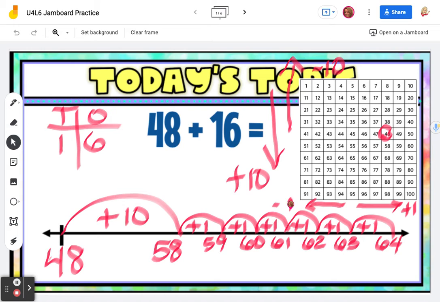Okay? So if we start at 48, let me circle that better so we can see it. We start at 48, we're adding 10. I know when I go straight down, that's 10. So there, 58. Then when I want to add ones, I go to the right. So 1, 2, and this is where it gets tricky. You have to go down to the next line. 3, 4, 5, 6, 64. And that's what we came up with, 64. All right, let's do another example.